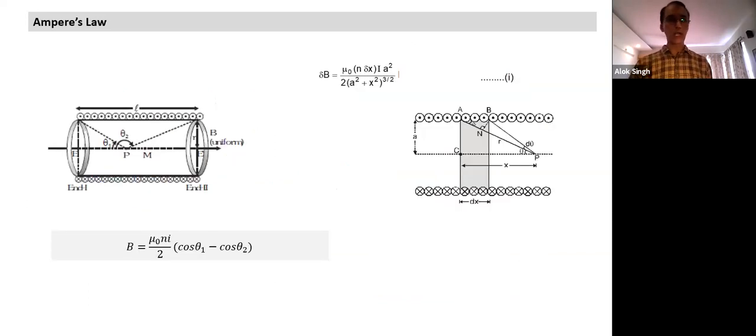Suppose I want to calculate the field at point P. This is a cross section of a solenoid, and there's some point P here. I want to calculate the field at this point. If I take a small length of the solenoid, a length dx, can this be treated as a circular loop? Yes, it is a circular loop. What is the current the circular loop will carry? What is the current here?